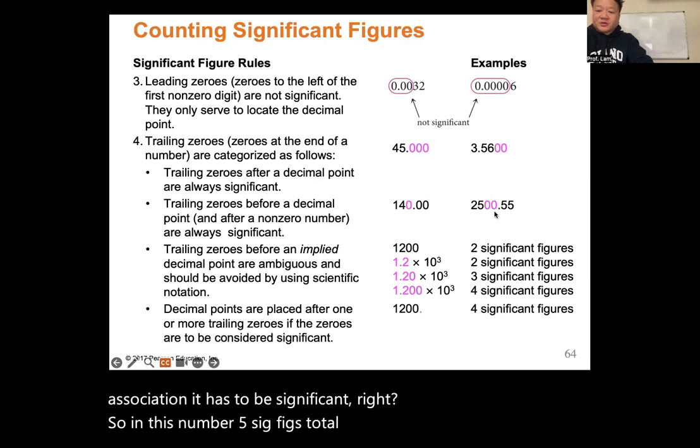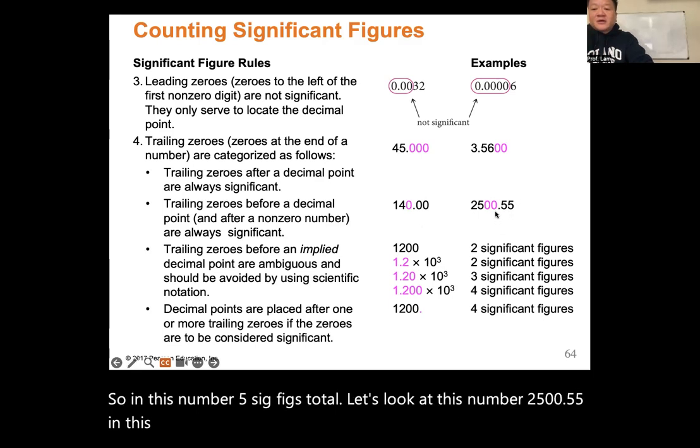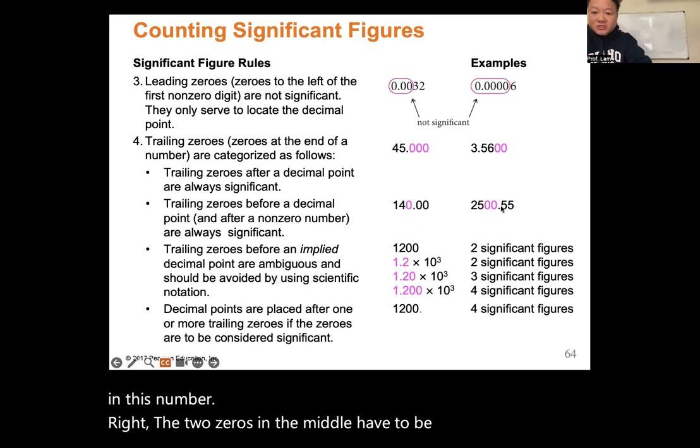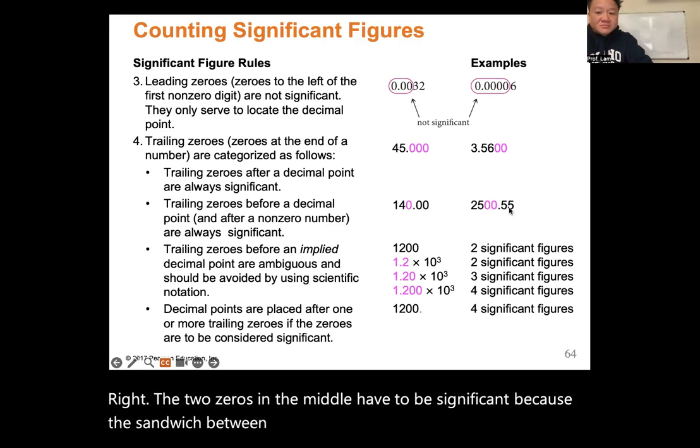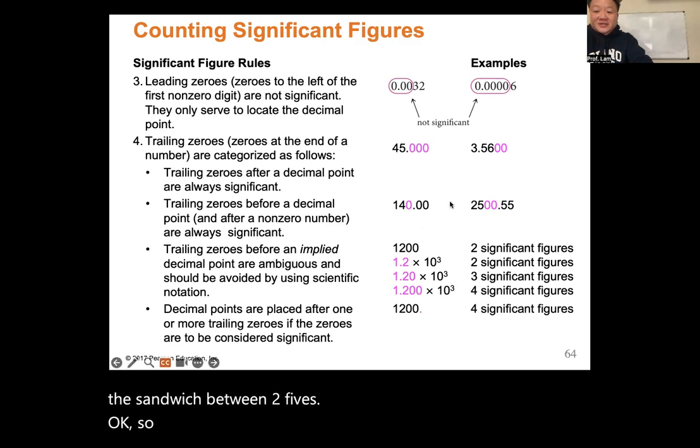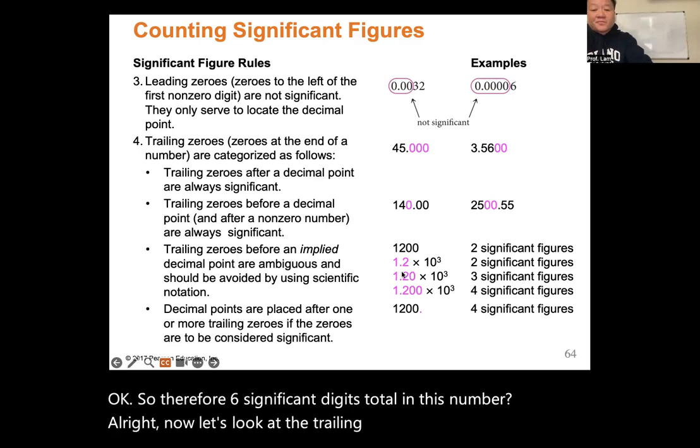Let's look at this number, 2500.55. In this number, right, the 2 zeros in the middle have to be significant because they're sandwiched between 2 5s. Okay. So therefore, 6 significant digits total in this number. Okay. All right, now let's look at the trailing zeros that are just hanging there without a decimal, right?